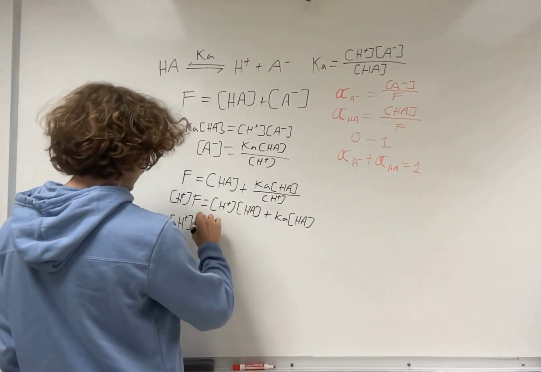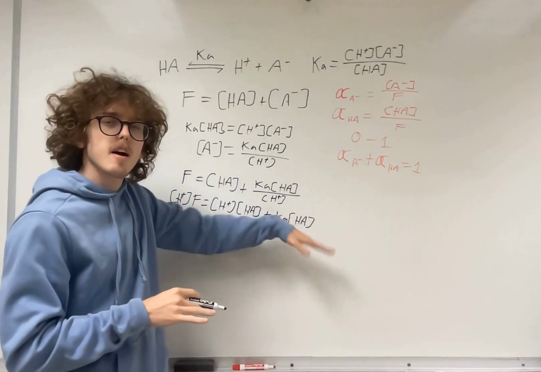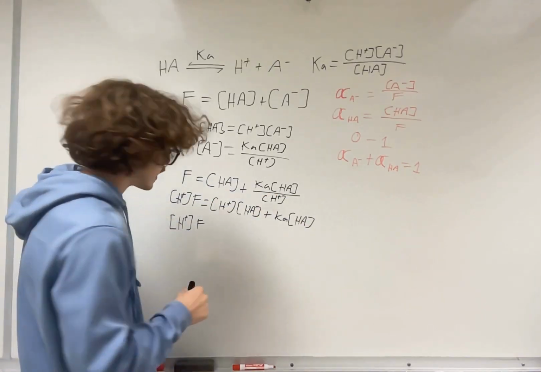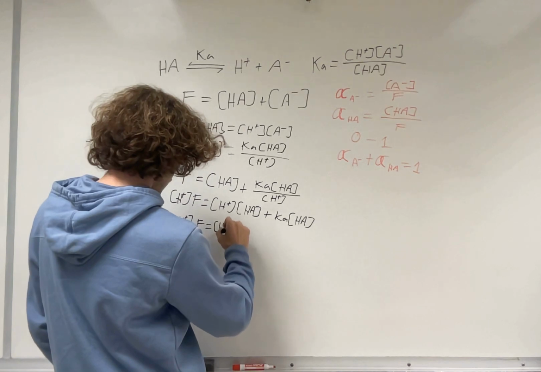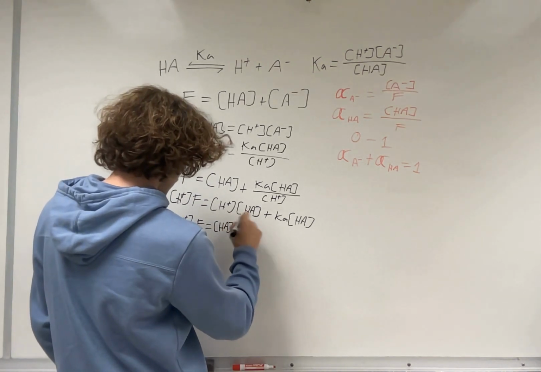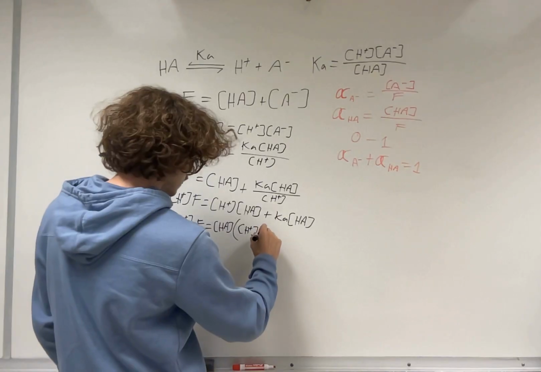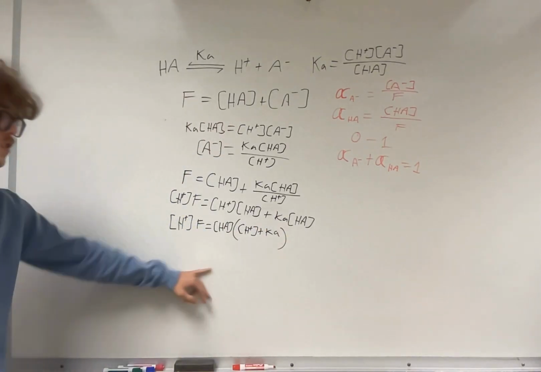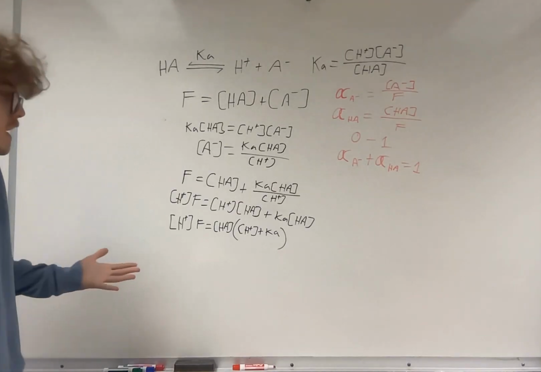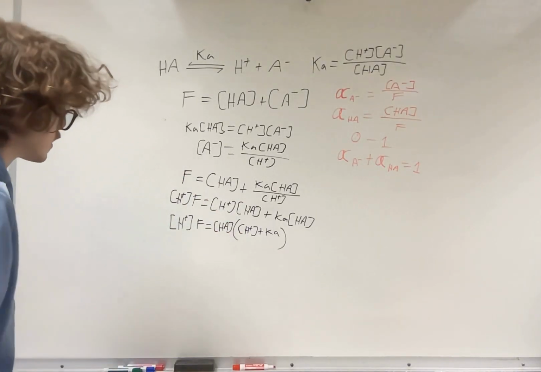I notice whenever I write on the board, it slants down. I'm going to try and keep it flat. Let's see how good I do. Equals HA, and then that's going to be multiplied by H plus KA. So do you see how that works? Pretty neat. And what we're going to notice is going to be something very, very interesting.